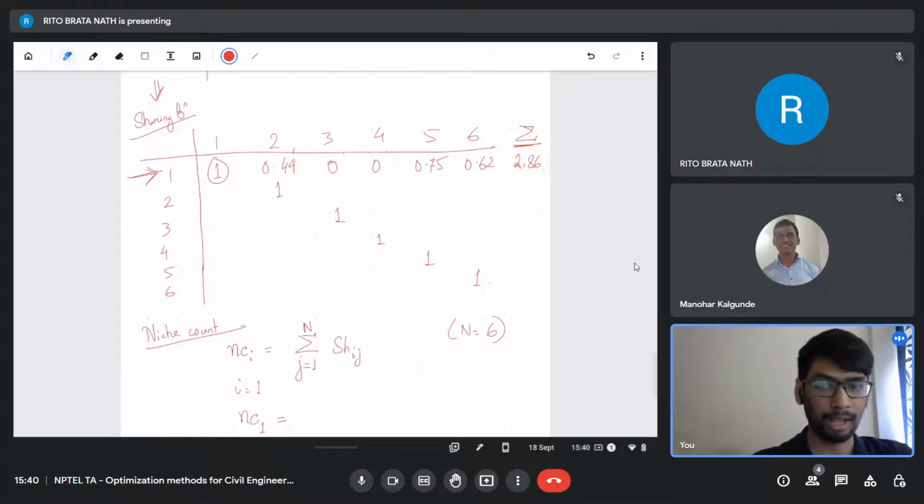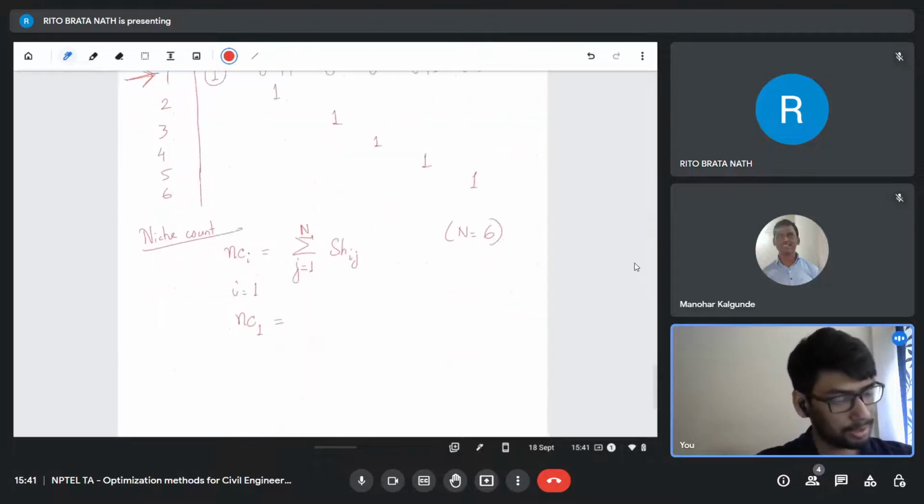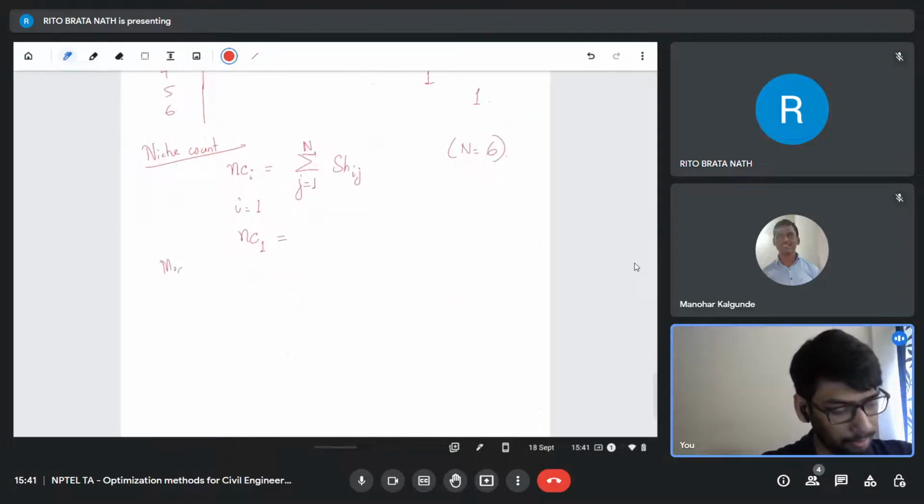So that's the idea behind using the sharing function and niche count. Using this you get the modified fitness function values, and then you evaluate which solution you want to keep or which one you want to discard, so that you can get to the second best solution or the third best solution. Those we would also want to protect. So the third one is just the modification of the fitness function that I have already talked about.